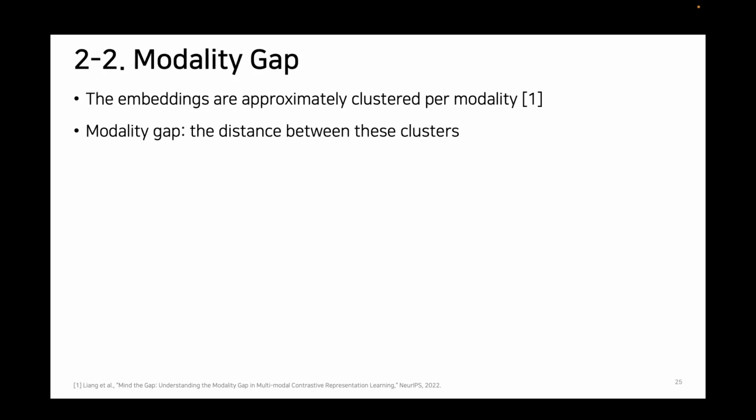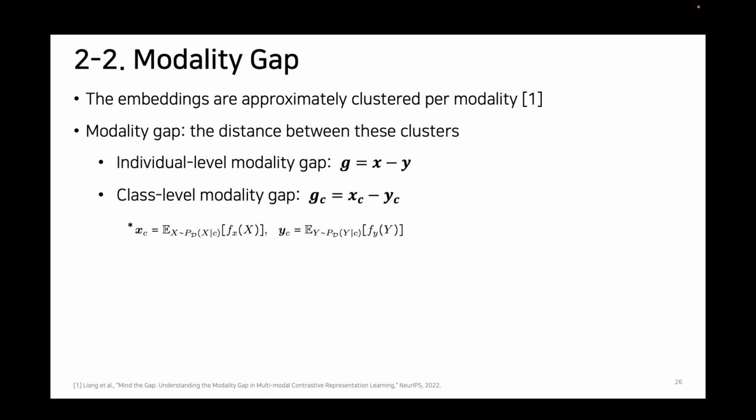So in the paper, the modality gap is defined as the distance between these modality clusters. In this paper, the individual level modality gap is denoted as G, which is X minus Y, and the class level modality gap is GC, which is the difference between the expectation of X and the expectation of Y.